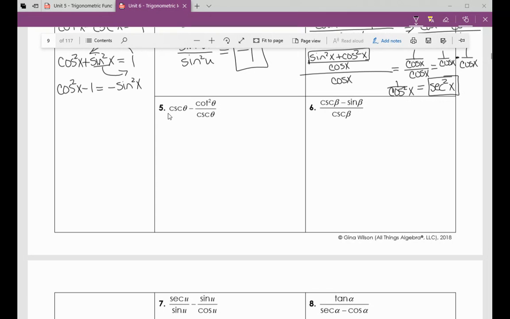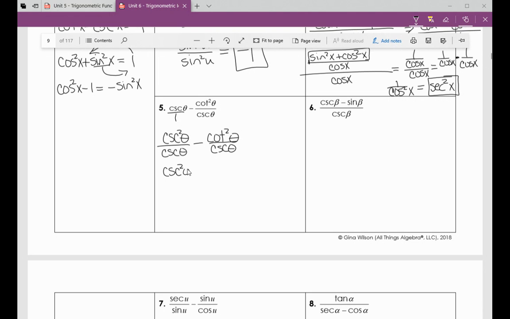All right, I'm going to show you without changing to sines and cosines. I'm going to put cosecant over 1, and I'm going to create a common denominator. So this would become cosecant square theta over cosecant theta minus cotangent square theta over cosecant theta. I now have a common denominator.